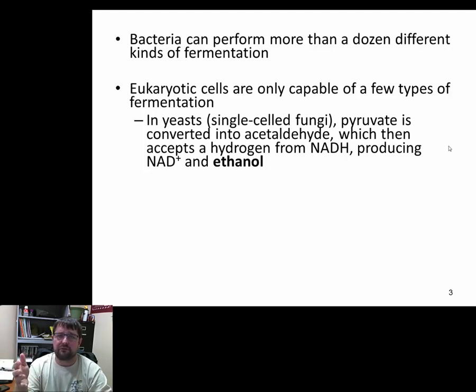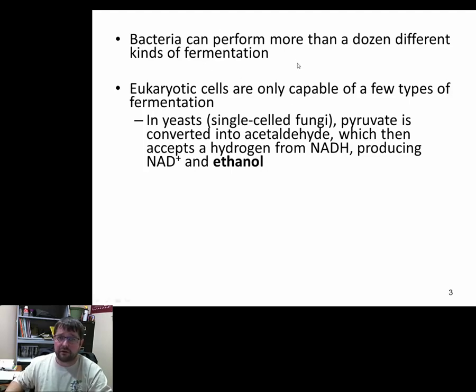Some prokaryotes can do this, but that's taking pyruvate and converting it to acetaldehyde, and then converting that acetaldehyde into ethanol. And so it accepts the hydrogen to form NADH, and you have ethanol that's left. And then, like I said before, that NADH can be utilized in the electron transport chain.